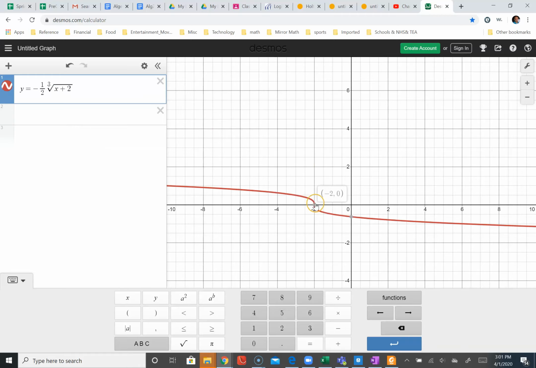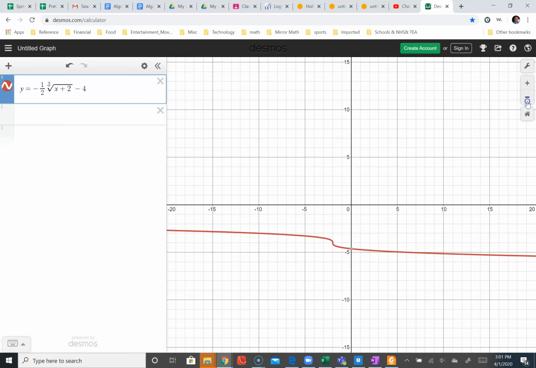You notice how this turning point here went from 0, 0 to negative 2, 0. Now, getting outside, subtracting 4, it's going to move it down 4. There you can see it shifted it down 4. All right, we're asked to discuss the domain and range.